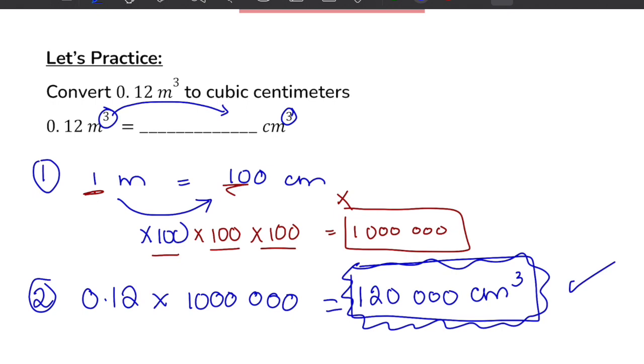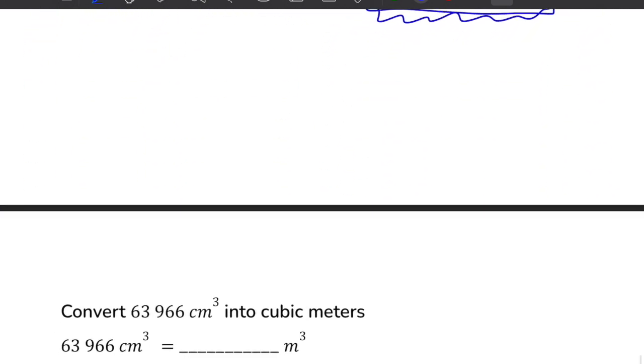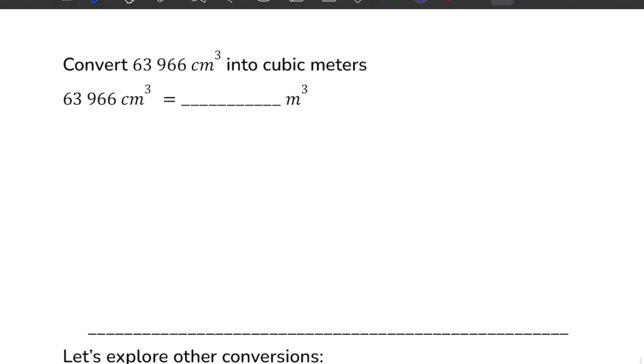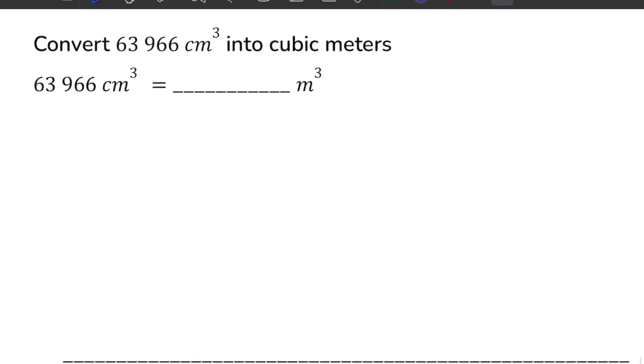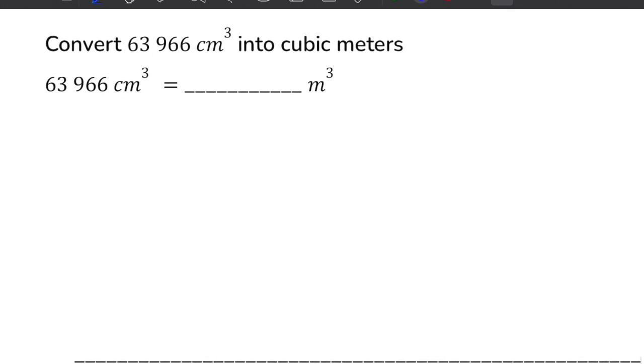All right, now let's try another example. Again, we're just working with centimeters cubed and meters cubed. We're not bringing in any other units. All right, so this time we are going the other direction. We're going from centimeters cubed to meters cubed, okay? Now you're going to notice that the process is very similar. It's just instead of multiplying, we're dividing in this case.